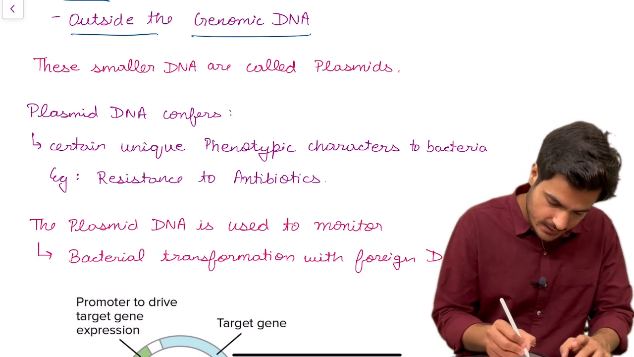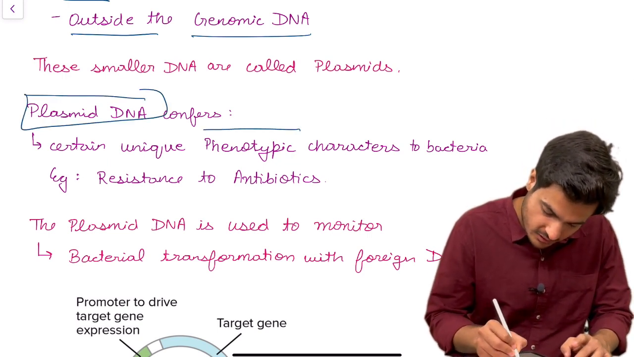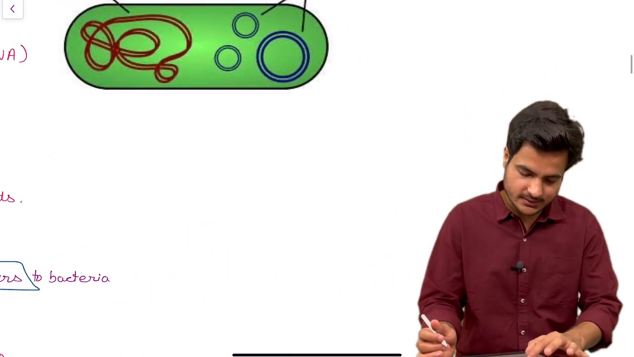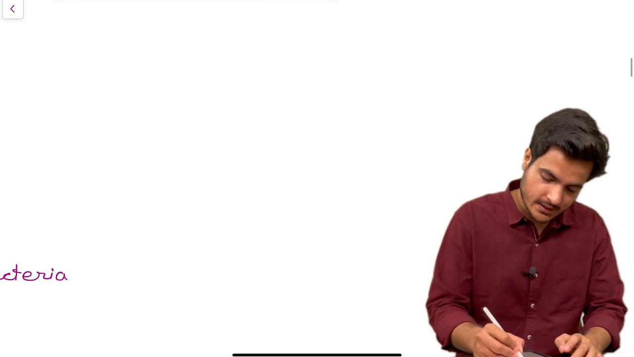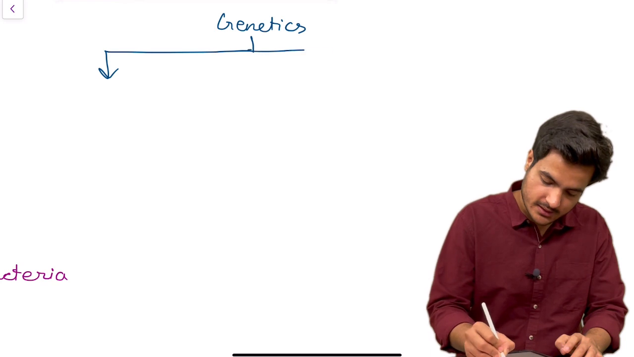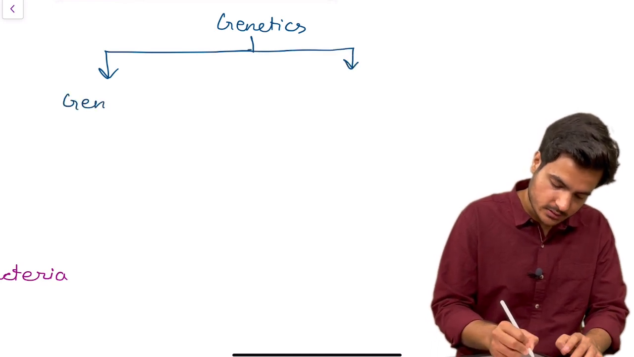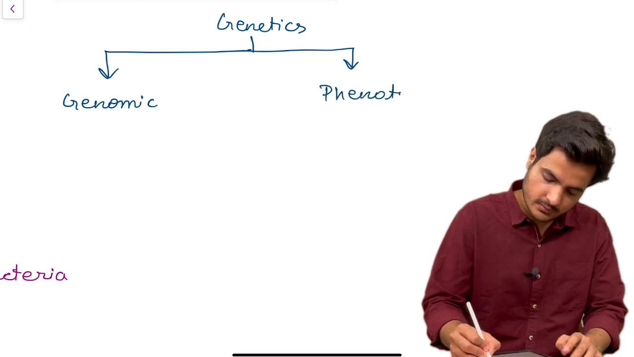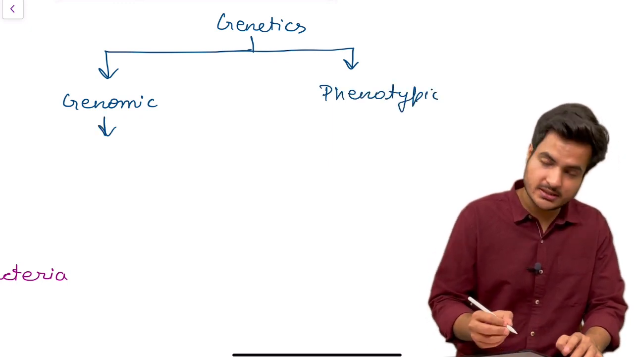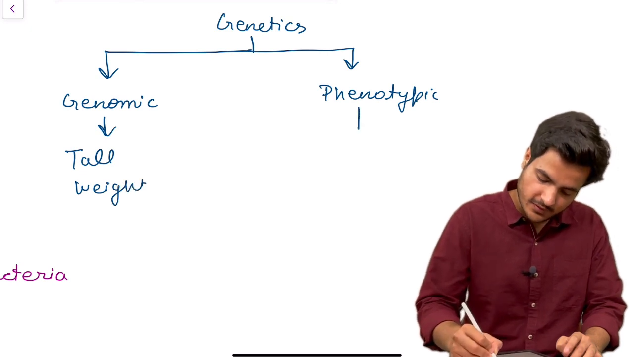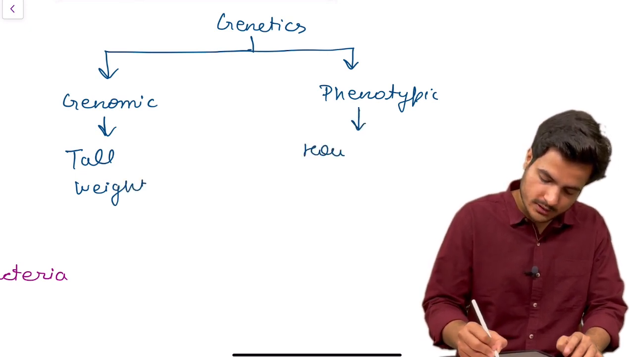Plasmid DNA confers unique phenotypic characters to the bacteria. So we have two types of characteristics. When we study genetics, we'll see there are two types of characteristics each organism has. One is the genomic characteristics and the other one is phenotypic. Genetic characteristics are like the height and weight of anything, whereas a phenotypic characteristic is how the thing looks.